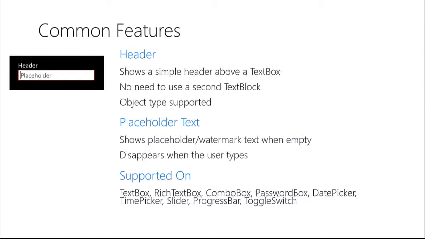For additional text input areas, such as password box and text box, we now have placeholder text. A lot of people call that watermark. But we have placeholder text natively supported in those controls, and that will automatically disappear as the user types. And these are supported on things like, as I mentioned, text box, rich text box, combo box, etc. And in fact, yes, placeholder text is supported on combo boxes as well.